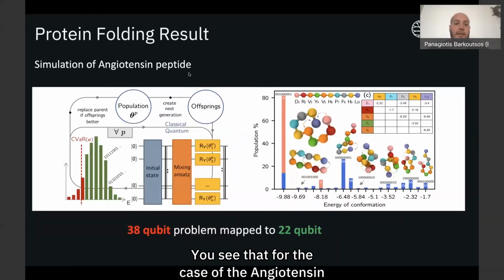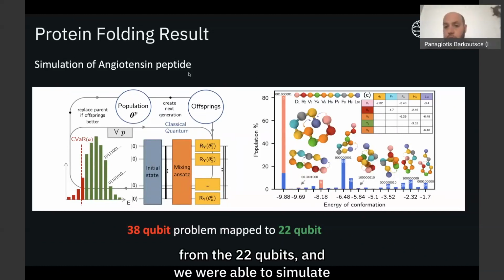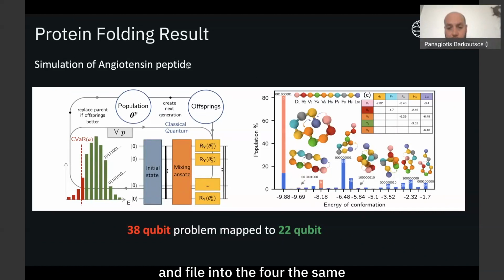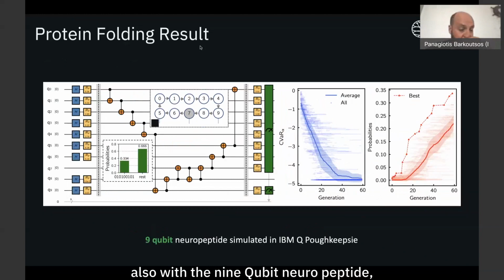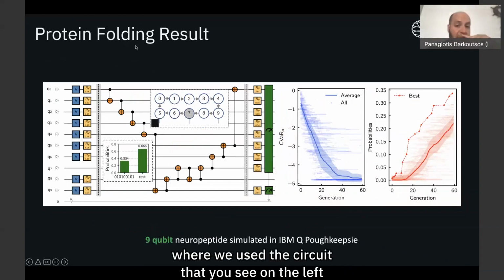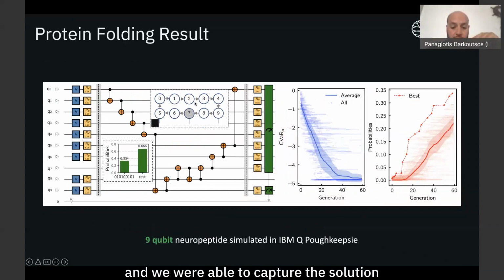You see that for the case of the angiotensin one, 22 qubits, and we were able to simulate and find the fold. The same also with a 9-qubit neuropeptide, where we used the circuit that you see on the left, and we were able to capture the solution of the problem quite nicely.